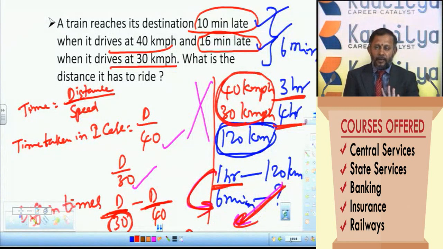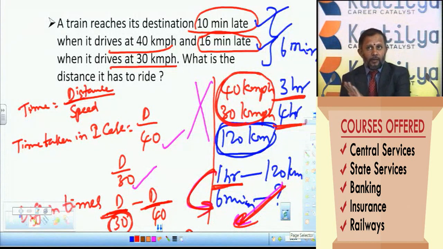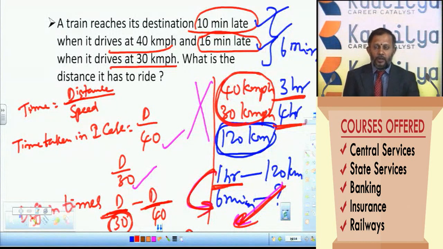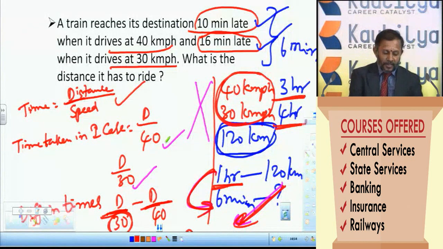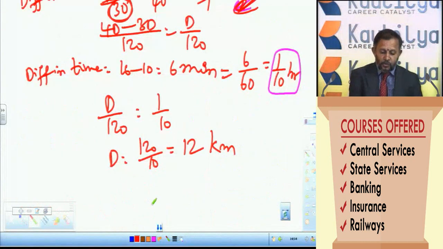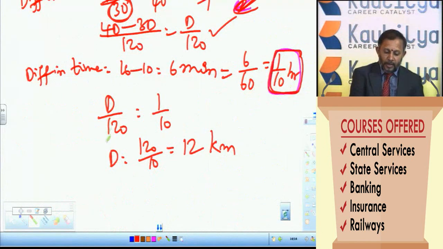But in this Group 1 mains examination, the concept of shortcut is not applicable. We have to give a detailed procedure. We have to mention the formula and reproduce the given quantities: the time taken is distance by speed. Next, the difference of these two, d by 30 minus d by 40, which is given as 16 minus 10, and that is to be converted into number of hours. So therefore d by 120 is equal to 1 by 10 and the distance is 12.